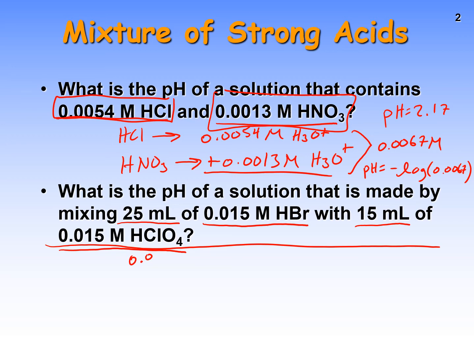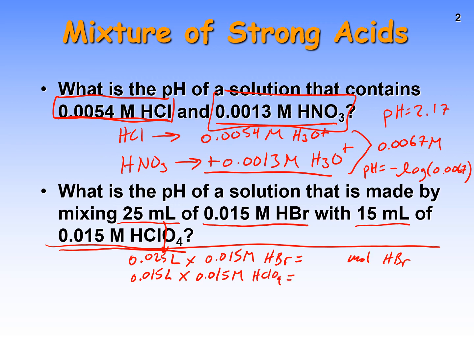So I'm going to take my 0.025 liters. I basically just converted milliliters to liters here. And I'm going to multiply that by my 0.015 molar HBr. And that's going to get me my moles of HBr. I'm going to do the same thing with the perchloric acid, multiply my volume of it in liters by my concentration of it. This will give me my moles of HClO4. Now these guys are effectively going to be equal to moles of H3O plus.